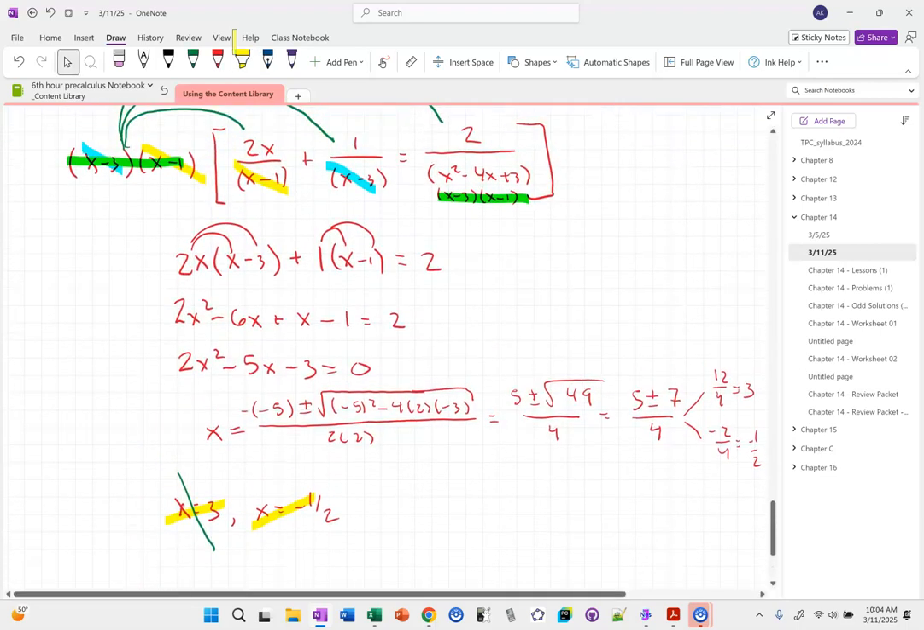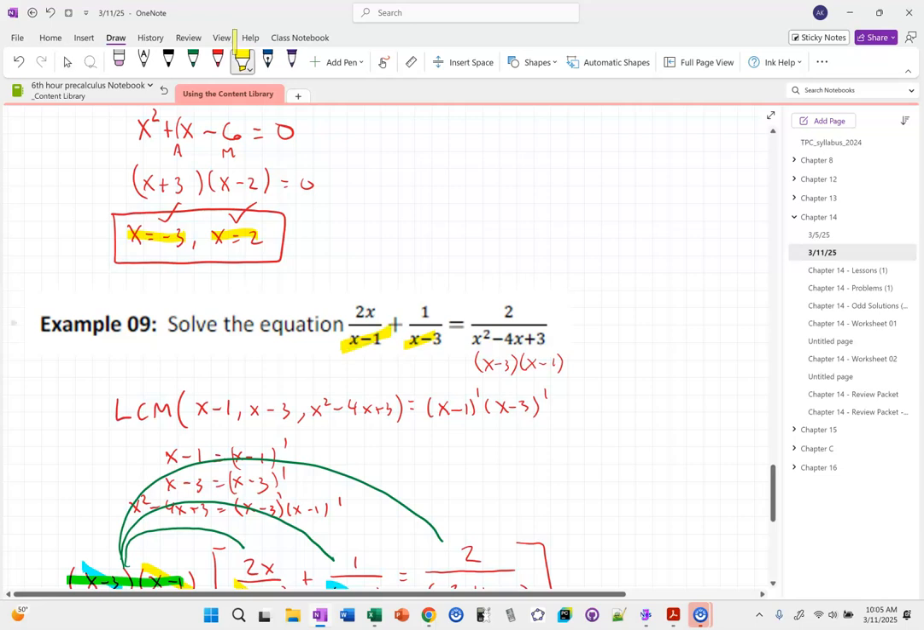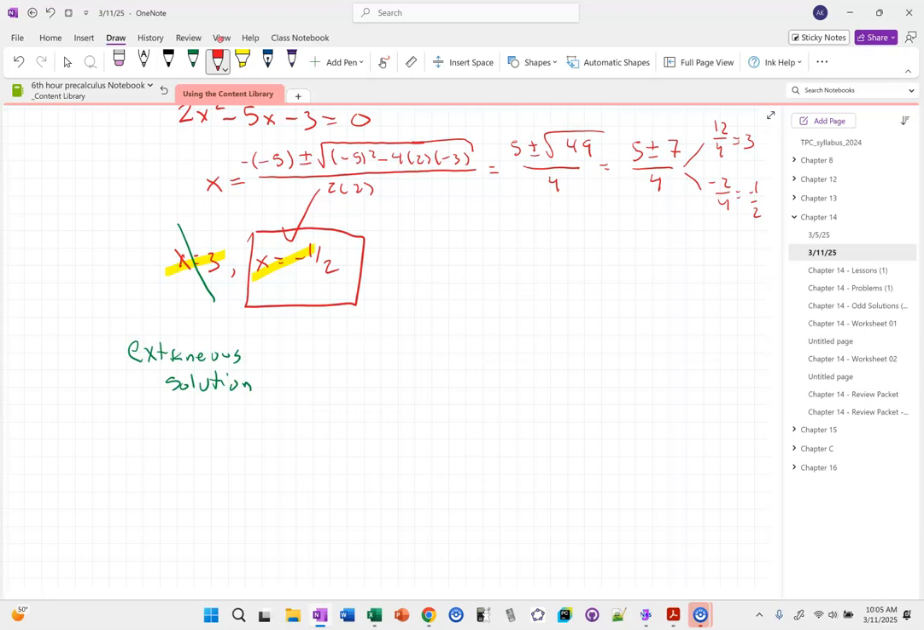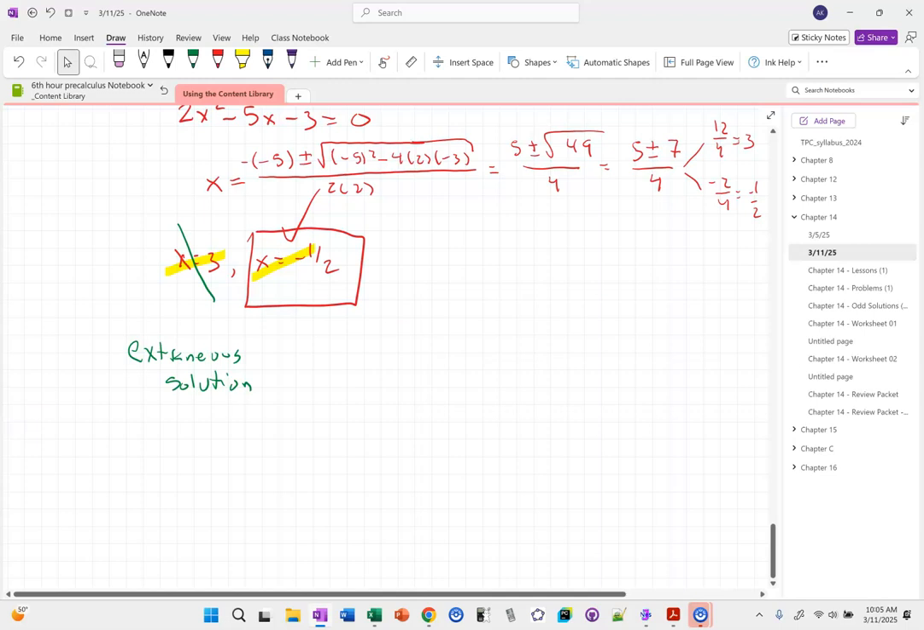Now I'll check my x equals negative 1/2. If I plug x equals negative 1/2 into x minus 1, that's fine. If I plug in x minus 3, that's fine. So that solution works. So this problem has just one solution, x equals negative 1/2. Yes, Colby? You only plug it into the denominator? Correct. I only care about if I get a 0 in the denominator. That is correct. When I'm checking, I only care about the denominators.